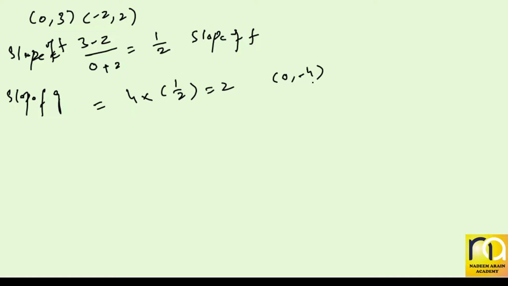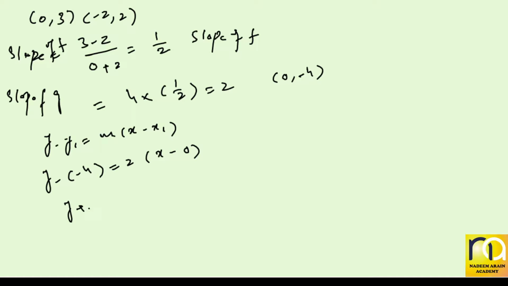So you can find the equation by using y is equal to mx plus c. This is m, this is c. Otherwise, you can use this equation: y minus y1 is equal to m times (x minus x1). m is this 2, and (x1, y1) is (0, minus 4). So y minus y1, that is y minus (minus 4), is equal to m, which is 2, times x minus x1, which is 0.